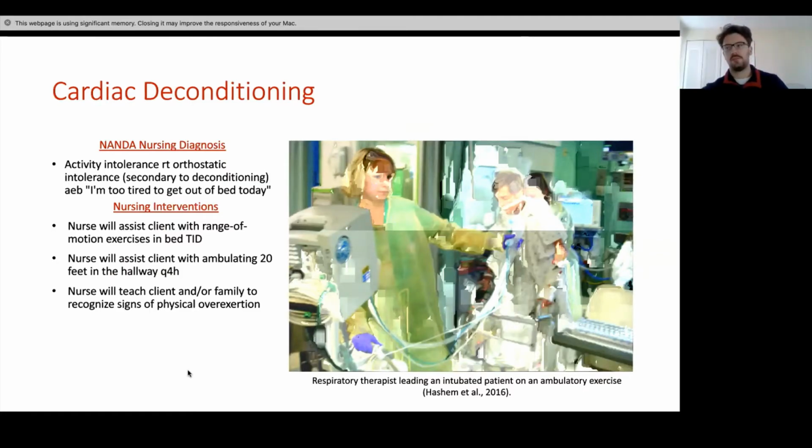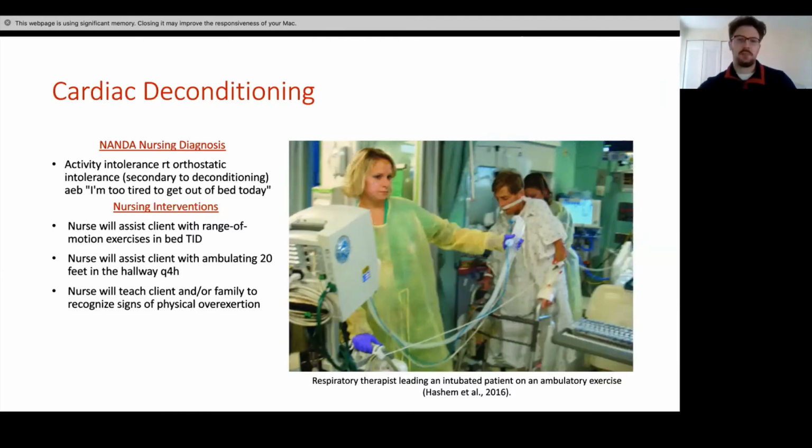So we're going to look at some diagnoses and interventions for cardiac deconditioning. Just an example of a nursing diagnosis would be activity intolerance related to orthostatic intolerance, secondary to deconditioning, as evidenced by the patient saying something like, "I'm too tired to get out of bed today." So ways to combat this, like I previously mentioned, are ambulation and resistance training.